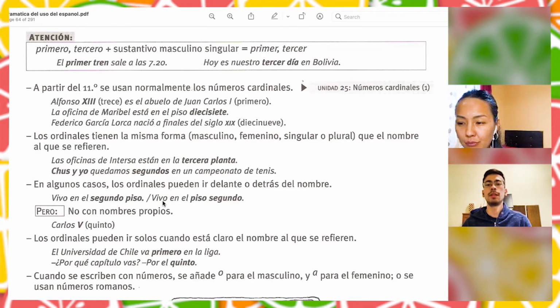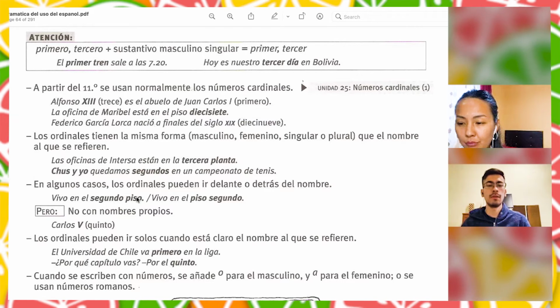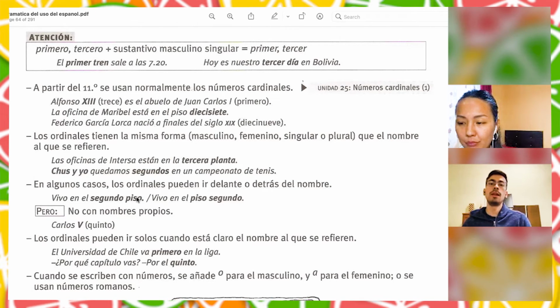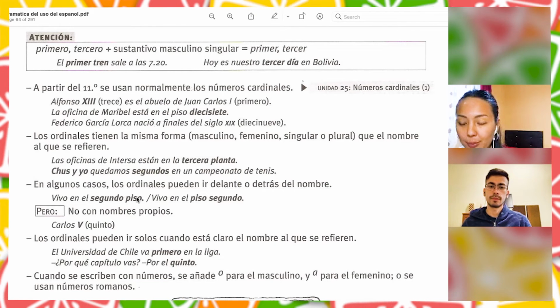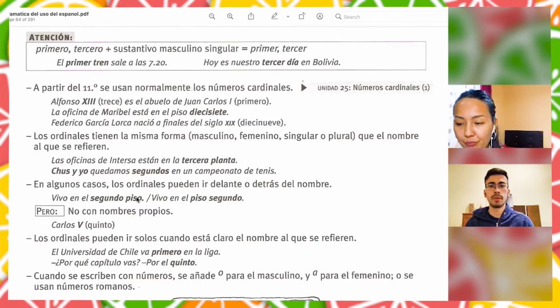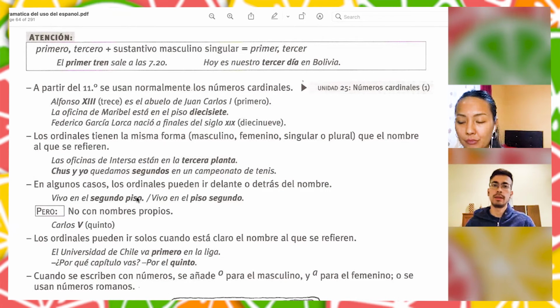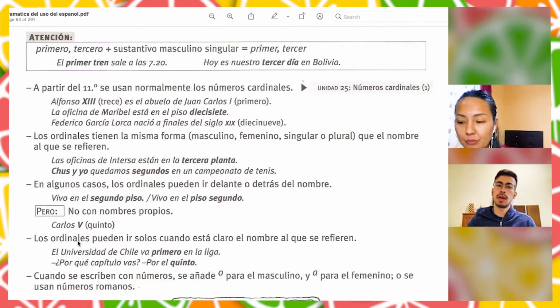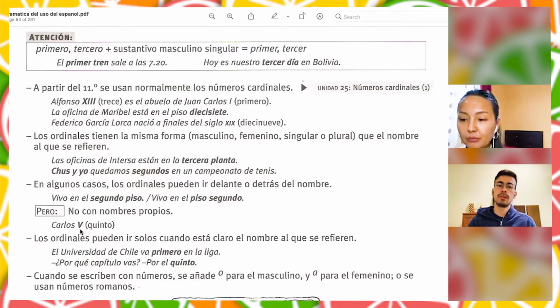So getting back to the order, we can use it in the beginning or after, before the noun or after the noun. Right? For example, here, vivo en el segundo piso. I live in the second floor. Or vivo en el piso segundo. Okay, great. No mistake. Yes, but with names? With names, it will always be at the end. Right? For example, Carlos Quinto. They will always be at the end.